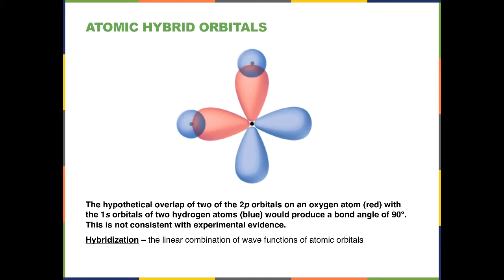A hybridization is the linear combination of atomic orbital functions. Now what that means is that the s and the p get together and they both contribute, and you end up with 2 sp orbitals. And I'm going to show you how that works in just a minute. A hybrid orbital is the new orbital that is formed as a result of these combinations. And we're going to go through several examples because this is not a particularly easy concept to visualize.